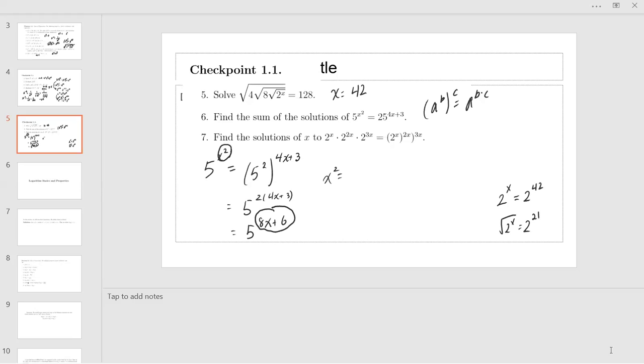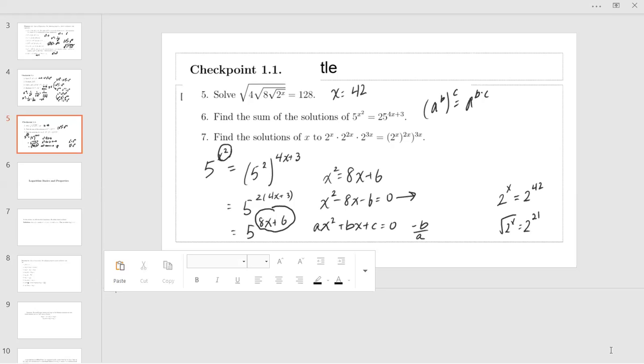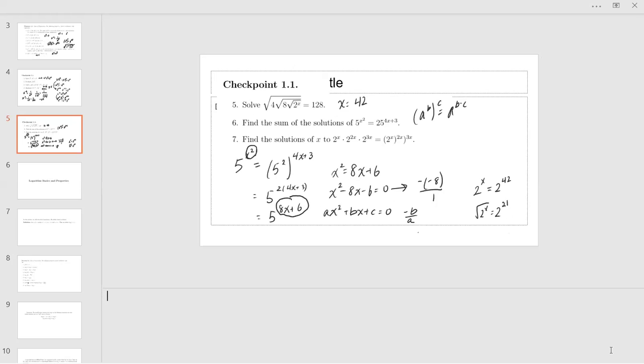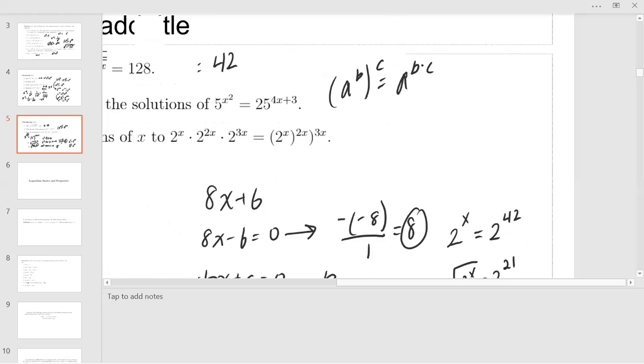So, we want to find the sum of the solutions to this equation, and we bring everything to one side. We get x squared minus 8x minus 6 is equal to 0. So to find the sum of the solutions to this quadratic, we can use Vieta's formula. In general, the sum of the solutions for a quadratic is negative b over a from Vieta's. Hence, for this quadratic, the sum of our solutions is negative of negative 8 over 1, because we have a is equal to 1 and b is equal to negative 8. So this is just 8. So that would be your answer for number 6.